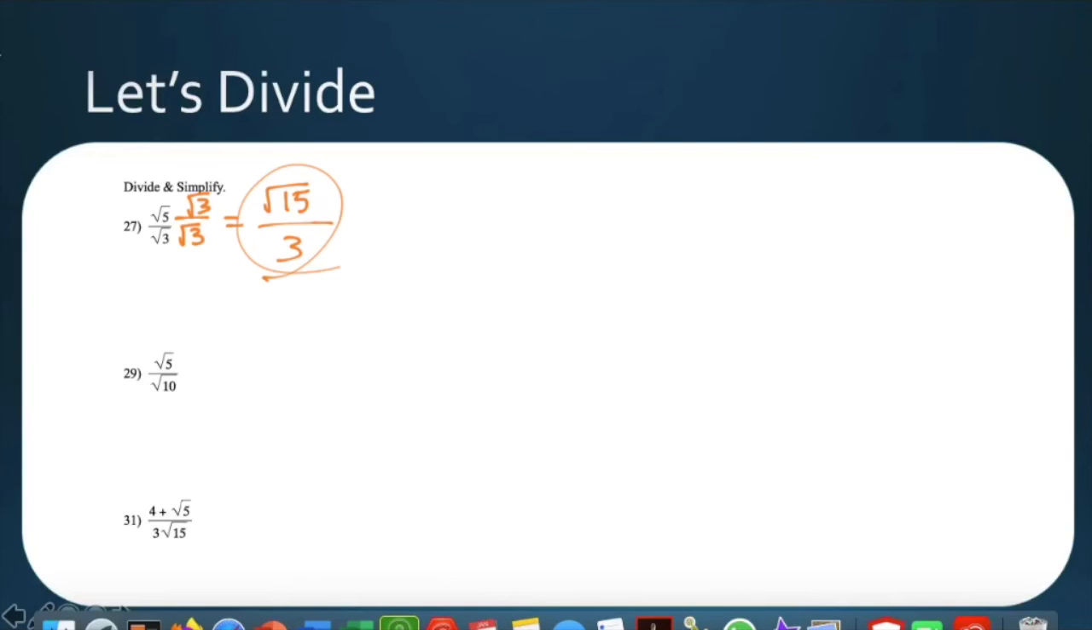All right, so when I do number 29, what am I going to multiply by? The square root of 10. Square root of 10 over the square root of 10. This is really multiplying by 1 because the top and bottom are the same, but I'm making it look different. On the denominator, I'll have plain old 10. What will I have on the top? Square root 50. Very good.